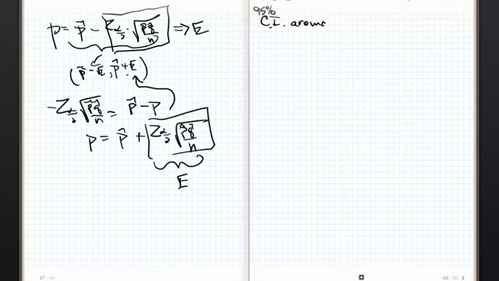A confidence interval around the true proportion of households owning a dog, or having a dog. That's how they say it back east. Sorry for those of you back east, but I have kin in New Jersey and they say dog.